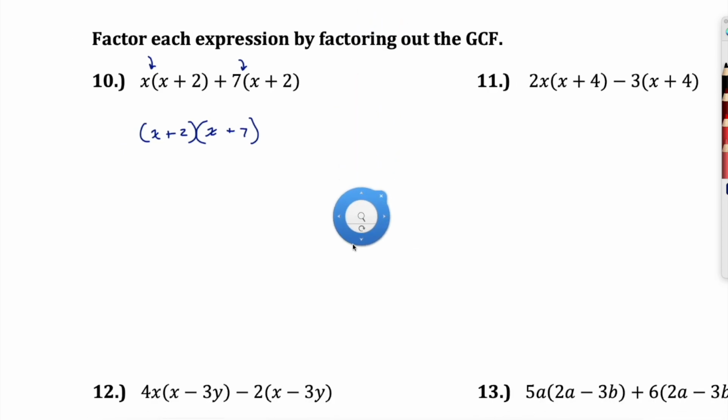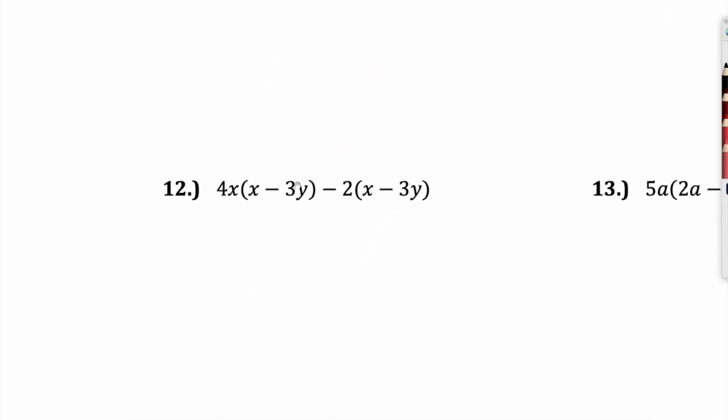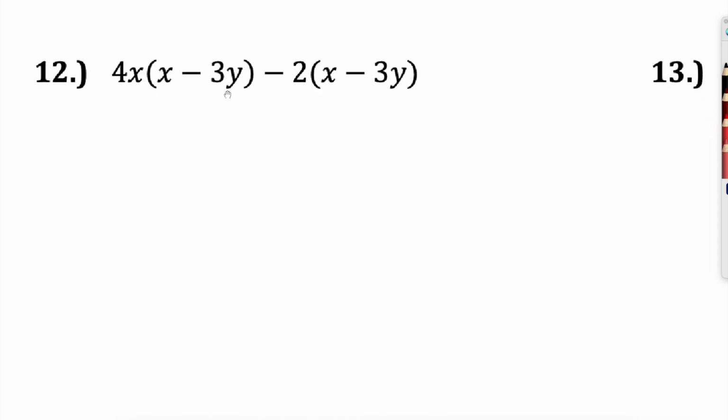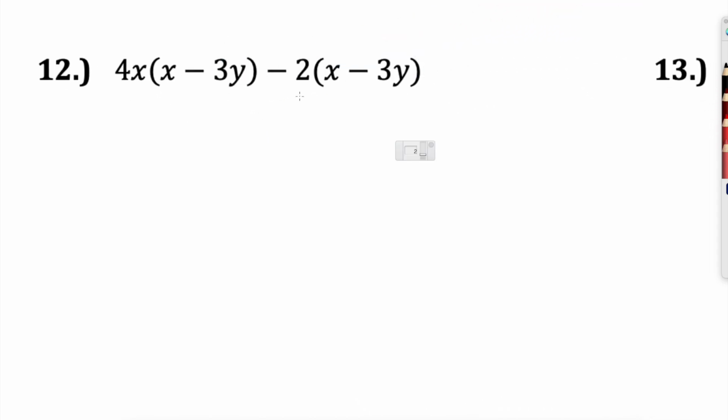Let's have a look at the next one here. Okay, so I have 4x times this quantity and a negative 2 times this quantity. Well, these two quantities are the same. We could factor out an x minus 3y, and that leaves me with a 4x minus 2.